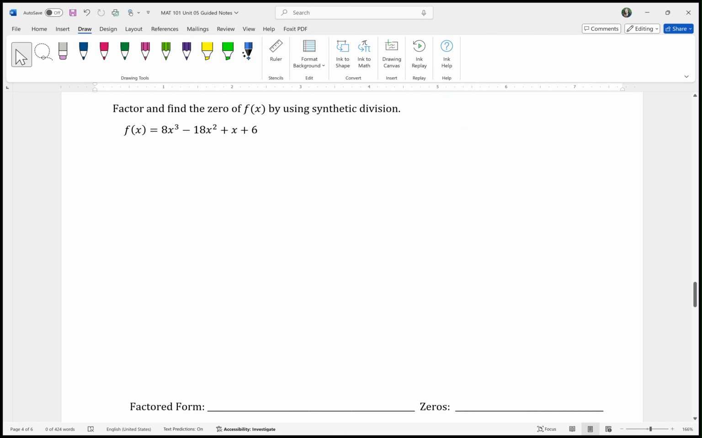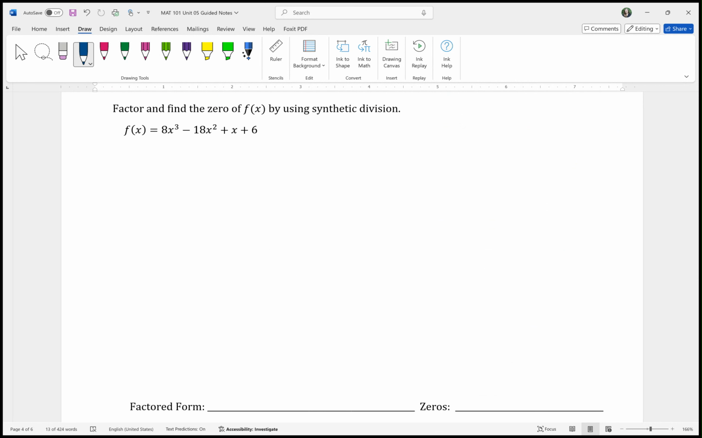Let's factor and find the zeros here. That should say zeros of f of x by using synthetic division. So we have a different problem here. We've got f of x equals 8x cubed minus 18x squared plus x plus 6.